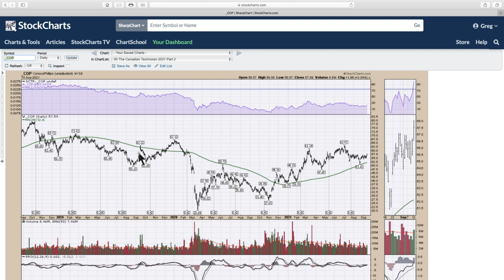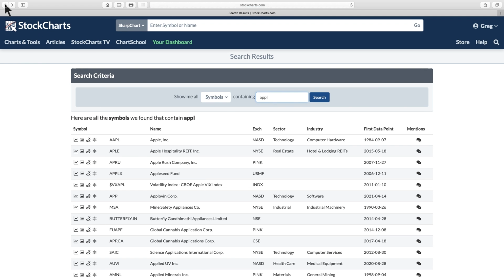Now, if a stock has a big split like Apple did, got to type Apple right.